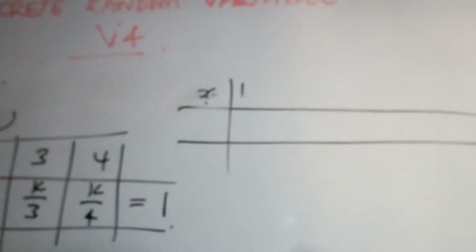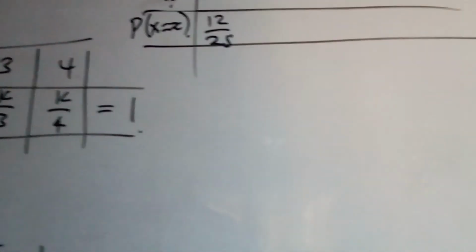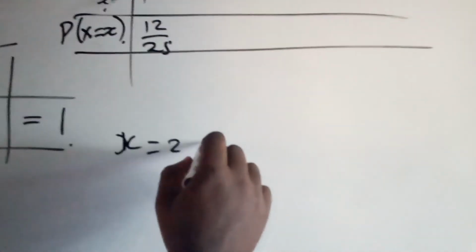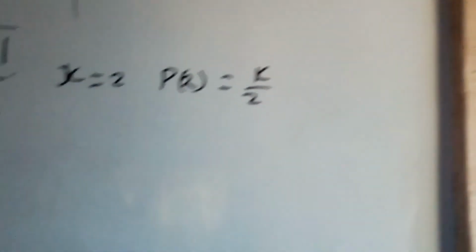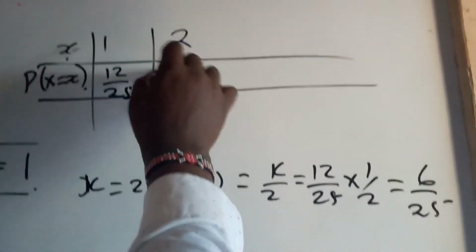Let us have the probability of 1, when x is equal to 1. When x is equal to 1, the probability is k over 1. Of course, k is 12 out of 25. This is the probability of X equals x. When x is 2, the probability of 2 is actually k over 2. But what is k? This is 12 out of 25 times a half, which is 6 out of 25. That is the probability when we have face 2, 6 out of 25.